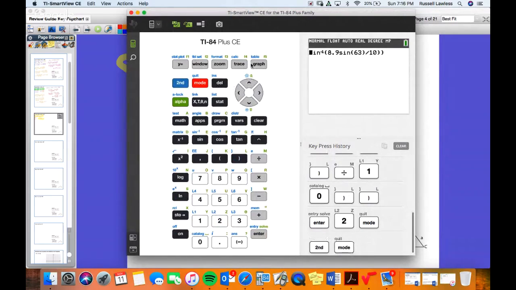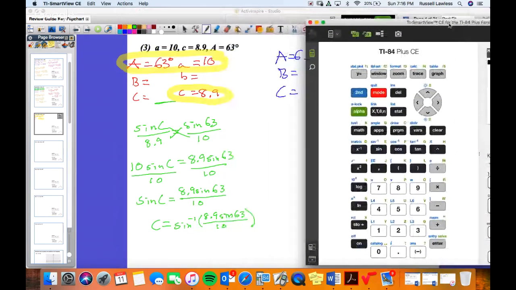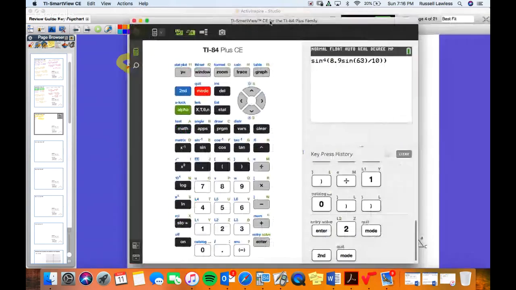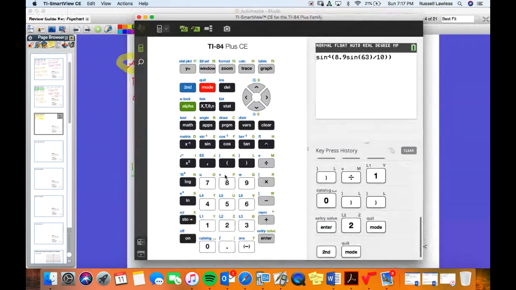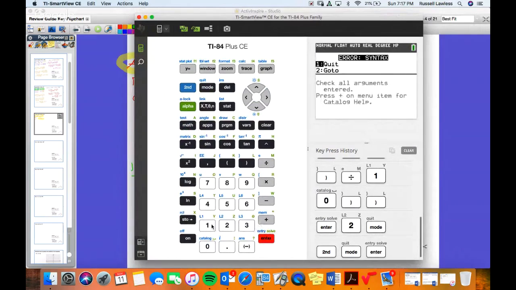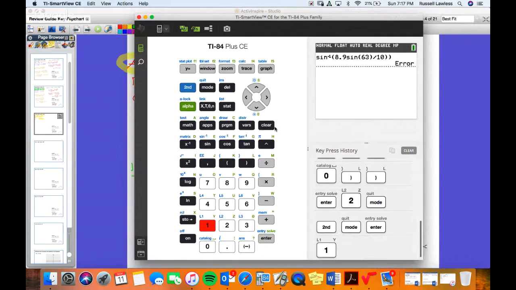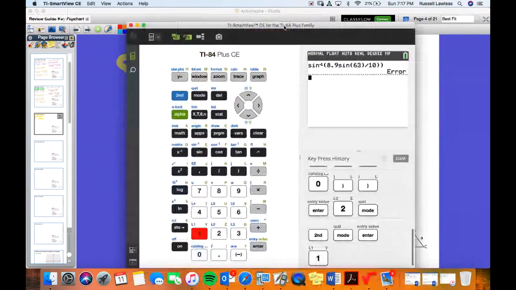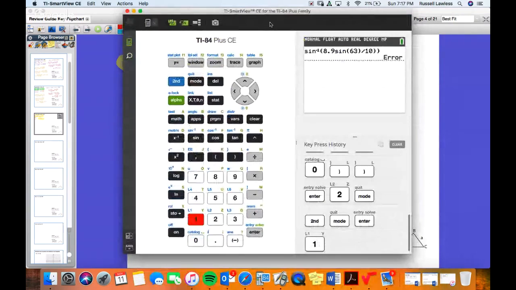So I received an error here. Let's double check, make sure I did all my work right. It should work out. So let's see what error I did. Cross multiply, 8.9 sine of 63 over 10. Sorry. This problem should work out. Let me see. I might have done something wrong.